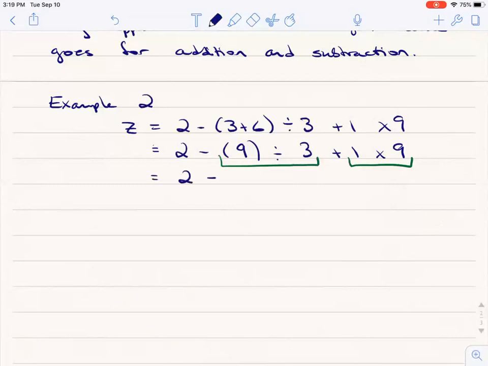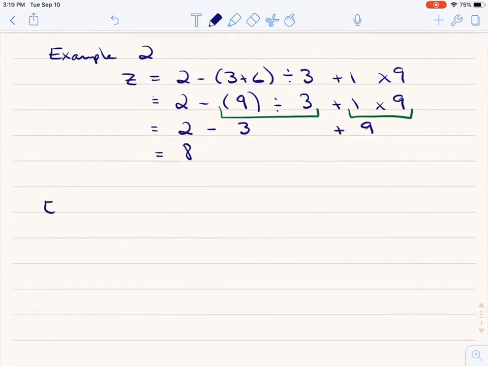So we've got 2 minus, and then 9 divided by 3 is 3, and then plus 1 times 9 is 9. Okay. Now all we're left with is subtraction and addition, which again, we're just gonna do in the order that it appears. Okay. So 2 minus 3 is -1, plus 9, I'm at 8. All right. Feeling good? Good. How about example 6?